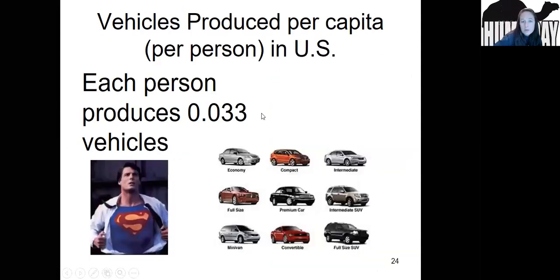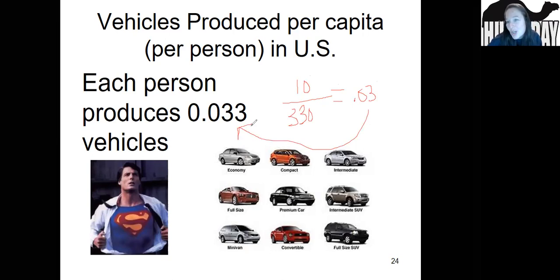So all we would do to figure that out is just take the vehicle production, which was 10 million, and we'll just leave off all the zeros, divided by 330 million people. And that gave us 0.03. So each person in the United States makes about 3% of a car per year. That's horrible. 3% of a car, three pennies. That's so bad. It's terrible.